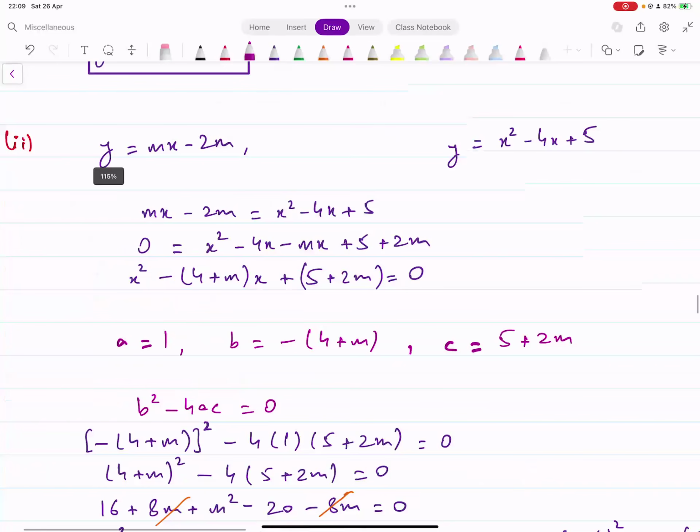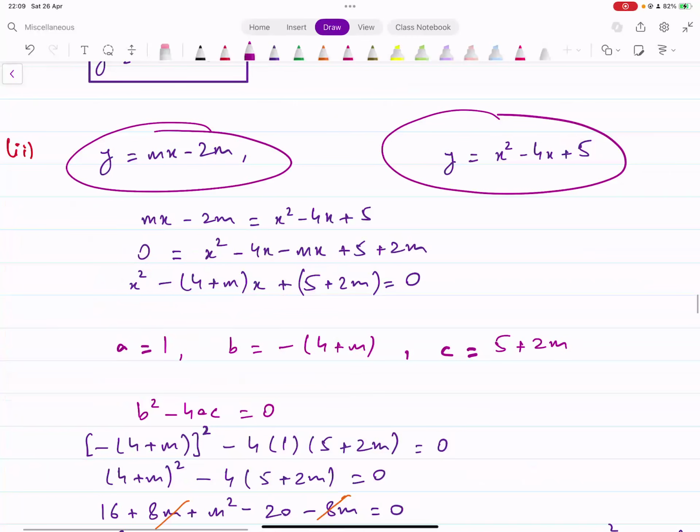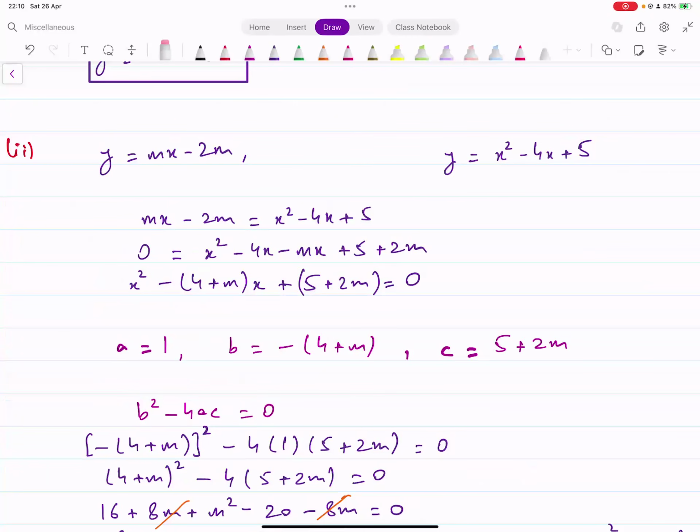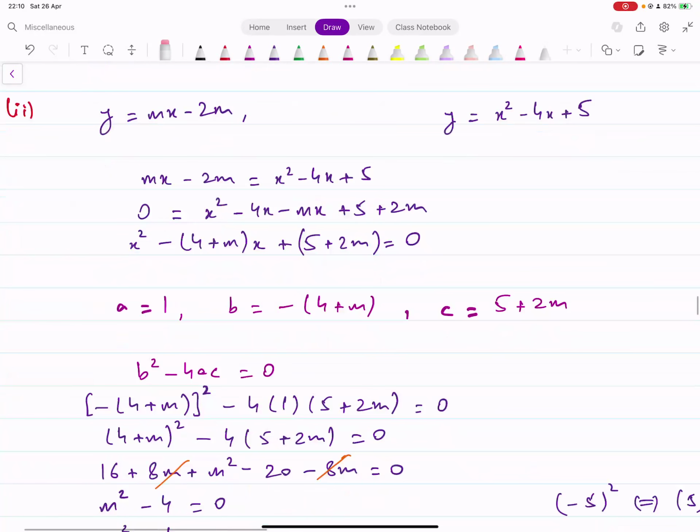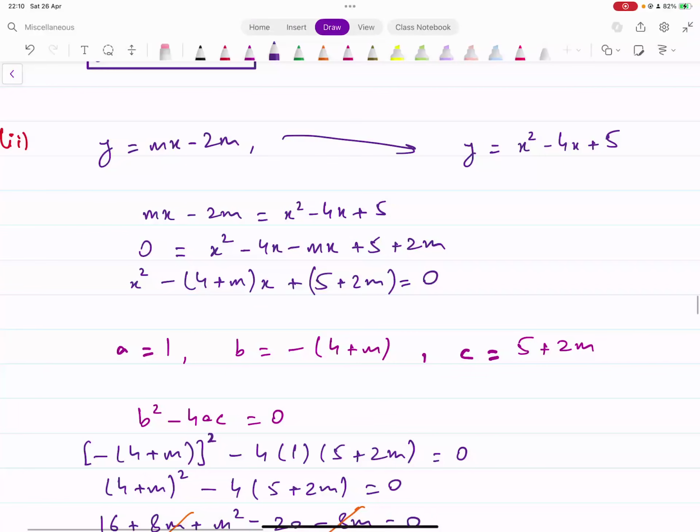So that means they are only going to have one point where they meet each other. So b square minus 4ac should be equal to 0. Now, how do we use b square minus 4ac? The first thing we have to do is equate these two functions. We start the process of solving them simultaneously. Either do substitution or make the same variable the subject and equate both of them.